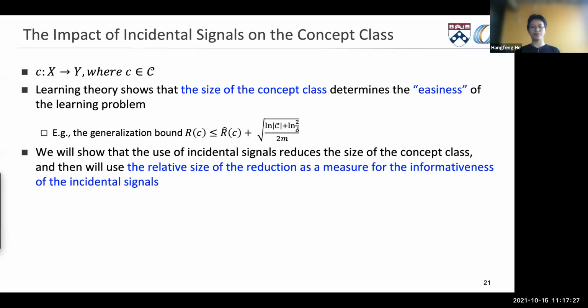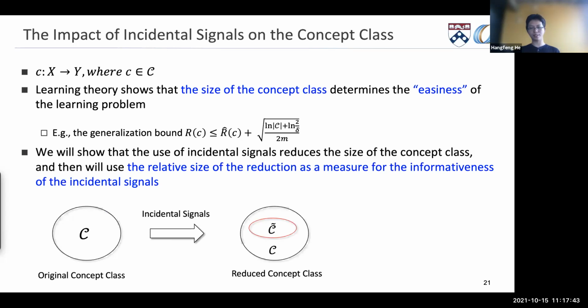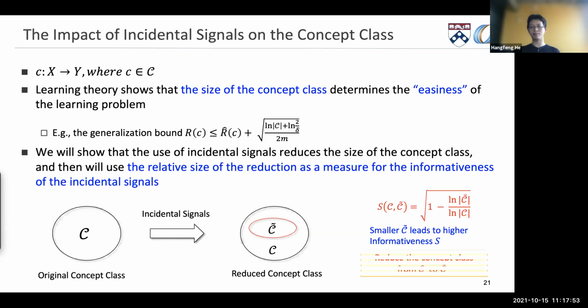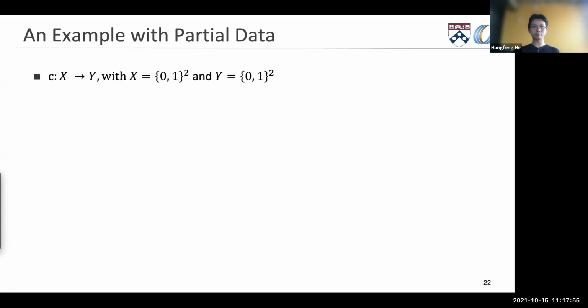Therefore, we propose to use incidental signals to reduce the size of the concept class. And the relative reduction on the concept class can serve as a measure of the informativeness of incidental signals. Specifically, given the original concept class C, we can use incidental signals to reduce the concept class to a smaller one, C tilde, and the relative reduction on the size of the concept class can serve as an informativeness measure.